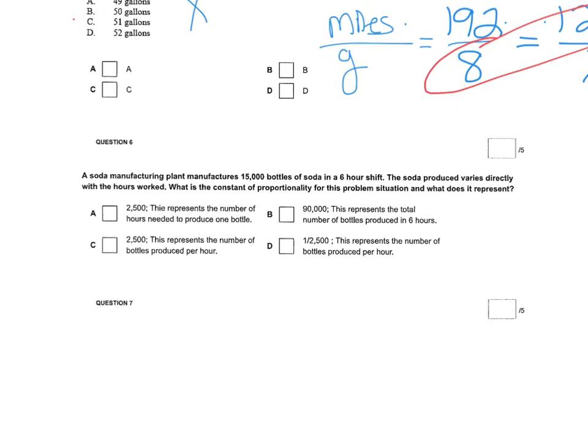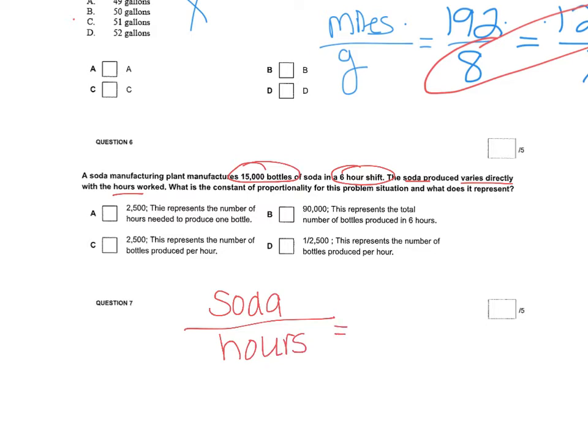Number 6, a soda manufacturing plant manufactures 15,000 bottles of soda in a 6-hour shift. The soda produced varies directly with the hours worked. So when you see a sentence like that, that's telling you how to write the proportion, how to write the fraction. So that means soda varies directly, so it goes on top of hours. So 15,000 bottles in 6 hours.